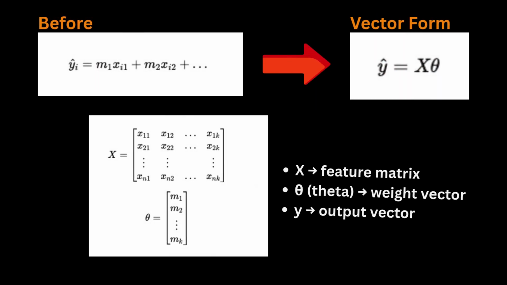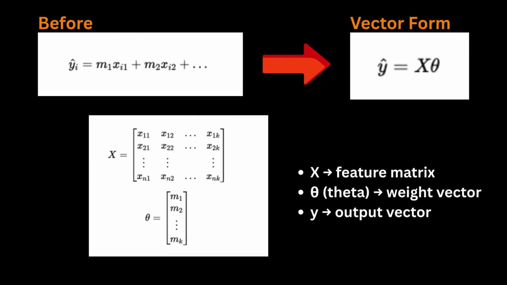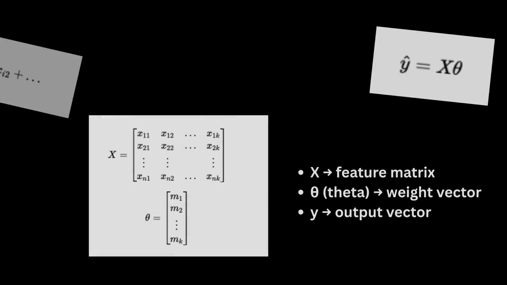Let's define the three objects used in vector form. X is the feature matrix. Each row is one data point. Each column is one feature. Theta is the weight vector. One weight per feature. Y is the output vector. One value per data point.